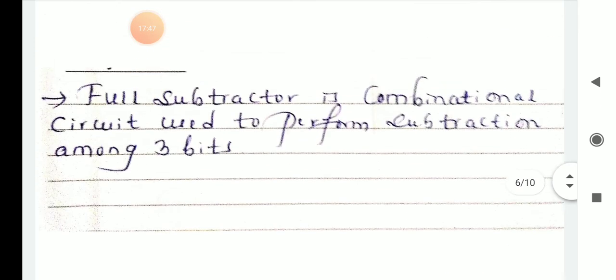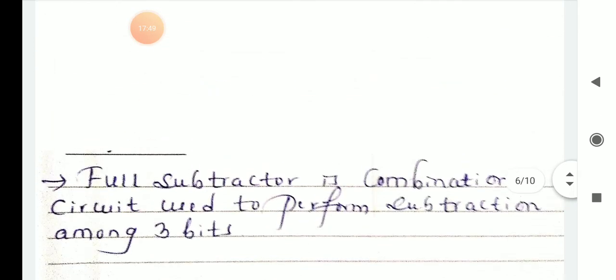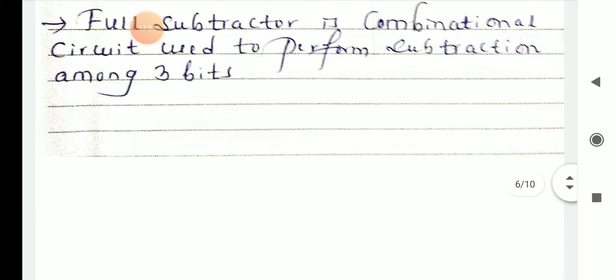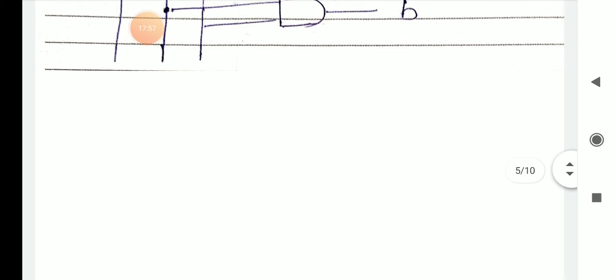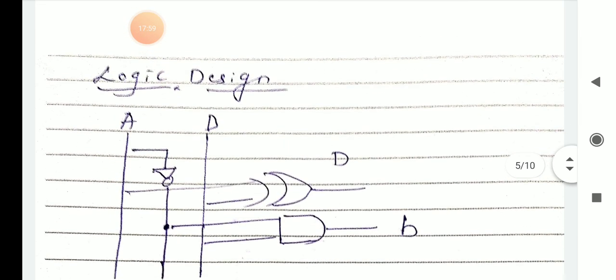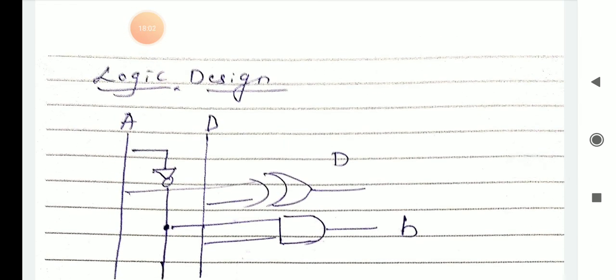So today's class we will stop here. In the next class we will discuss one more new concept, that is the ALU design part. So today we will stop here. Next class we will take some examples related to ALU designs.